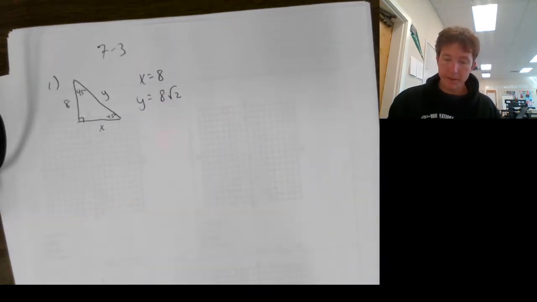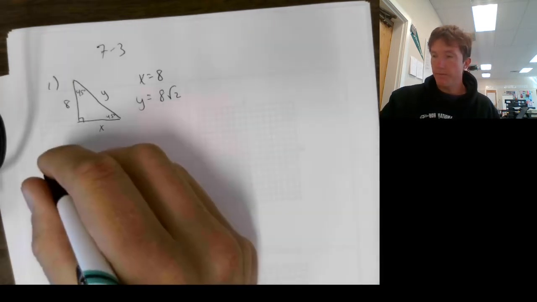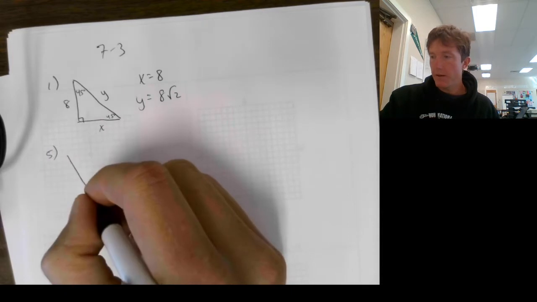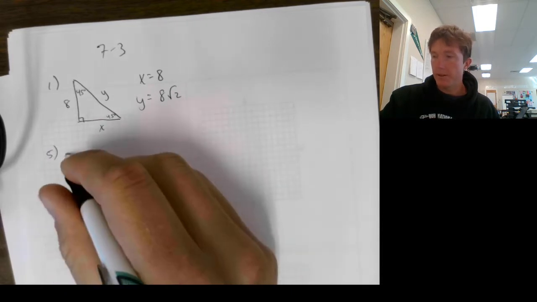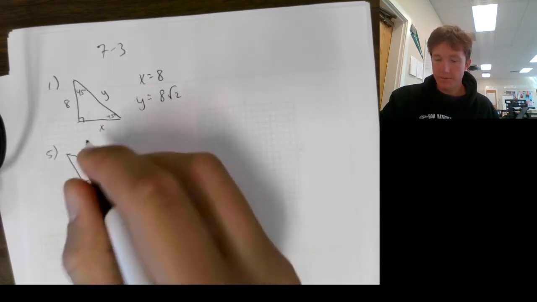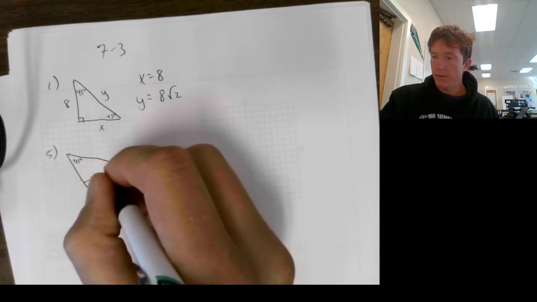Alright, next one. Let's move on to 5. I don't know what they're trying to do. They're trying to trick you. They drew the triangle at a slant. It's still a 45, 45, 90.